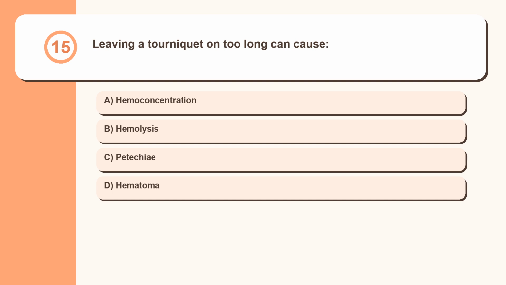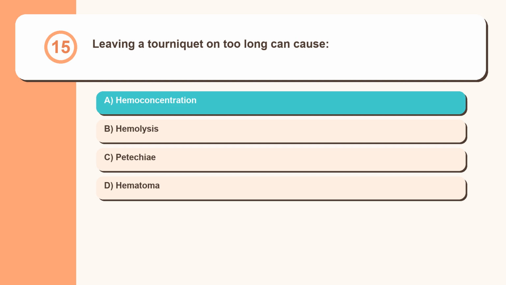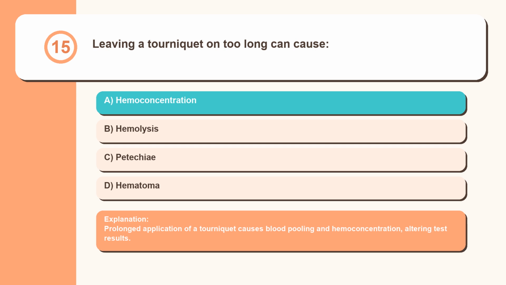Question 15. Leaving a tourniquet on too long can cause hemoconcentration, hemolysis, petechiae, hematoma. Prolonged application of a tourniquet causes blood pooling and hemoconcentration, altering test results.